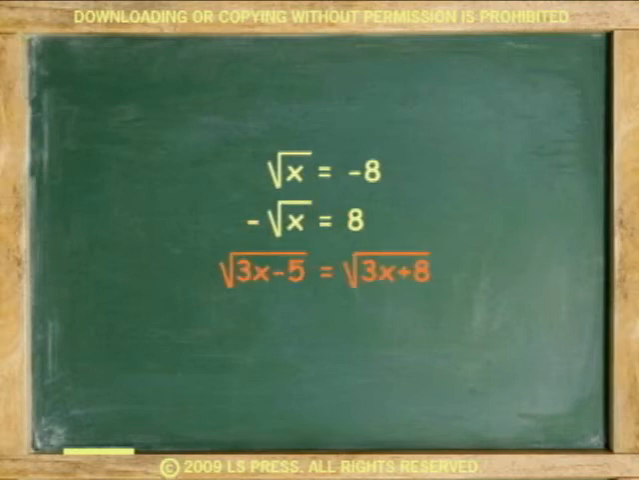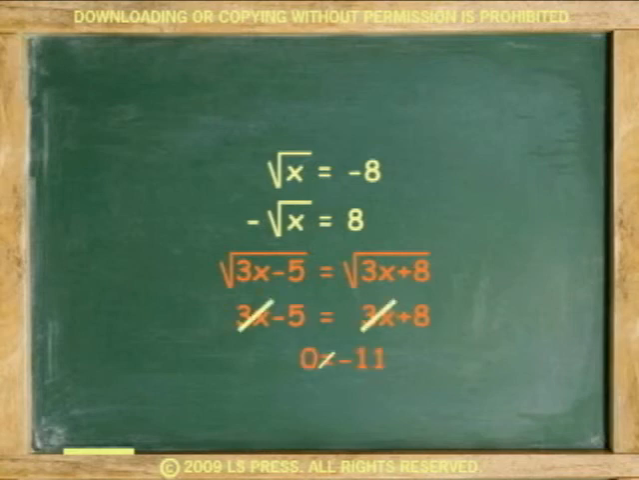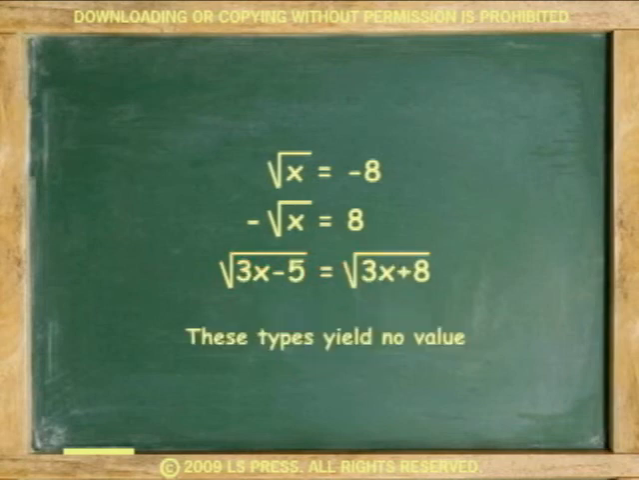In this one, the square root of 3x minus 5 equals the square root of 3x plus 8. The equation gets cancelled, leaving an empty answer. All three equations shown will have either negative roots, which do not exist, or equations that cancel and cannot be done.